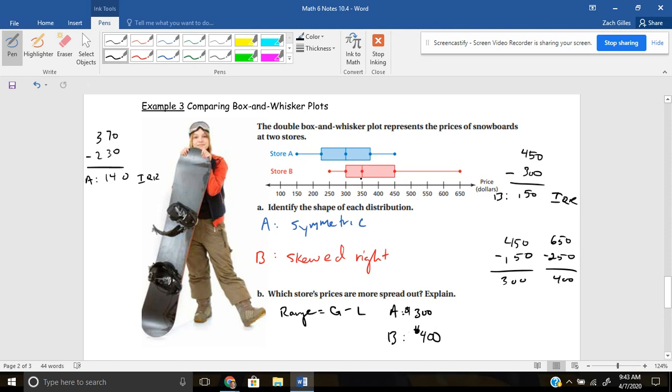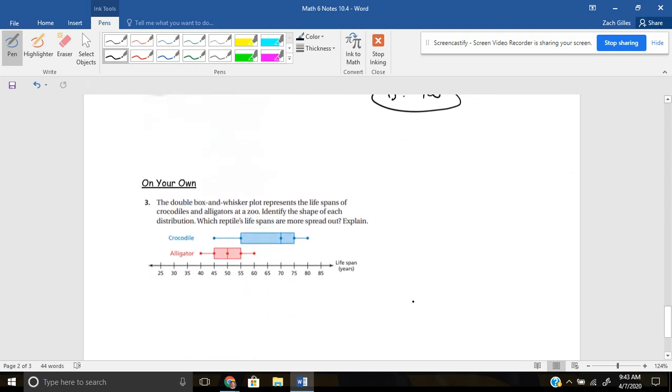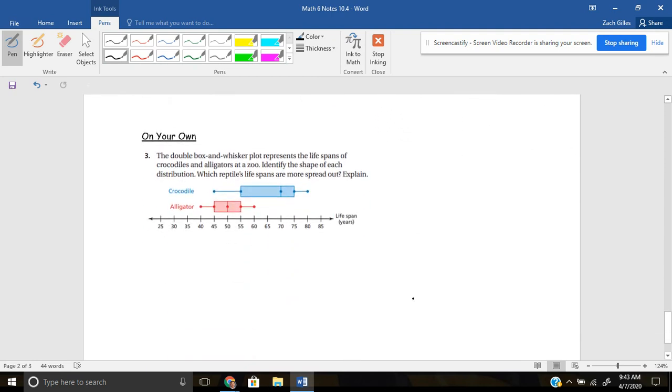You can kind of tell that by looking at this. This one is more spread out. When they're asking for the spread, you're mainly going to focus on the range. Okay, so store B has the greater range and the data is more spread out. All right, please pause for the on your own, number 3, and come back to check and see if you got it right.